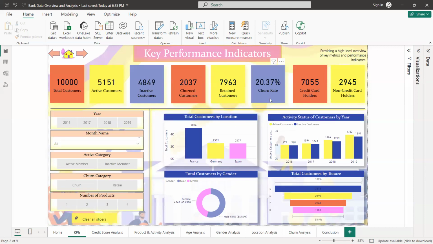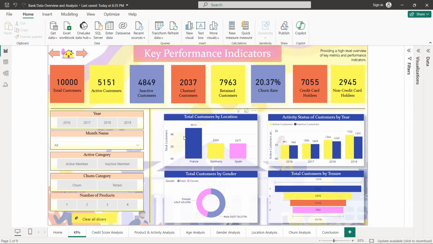Then churn rate represents the proportion of customers who have left the bank out of the total customer base. Then the number of credit card holders and non-credit card holders. Over here, we can see a few slices. These slices allow users to filter the data by year, month name, active category, churn category, and number of products. Then a button to clear all these given slices.